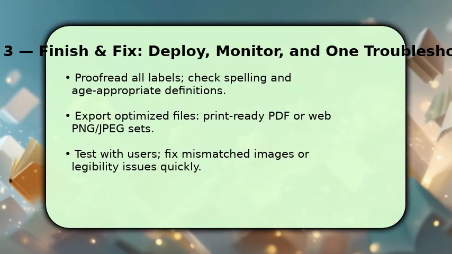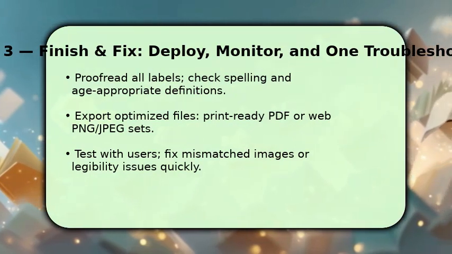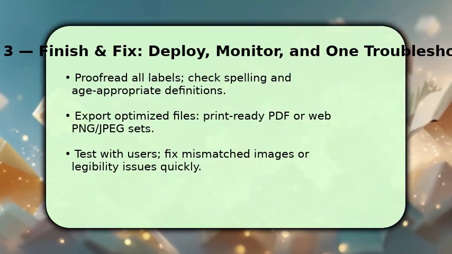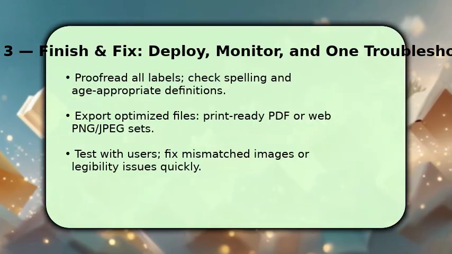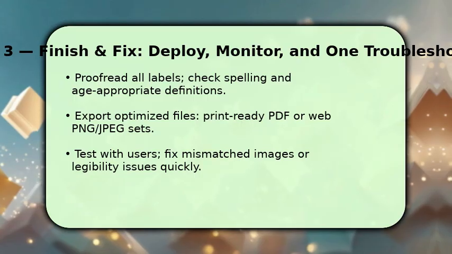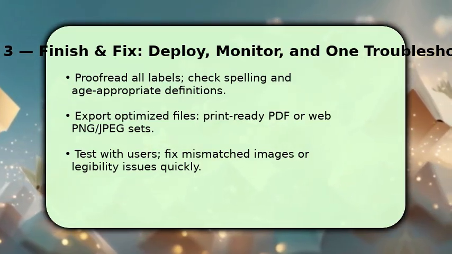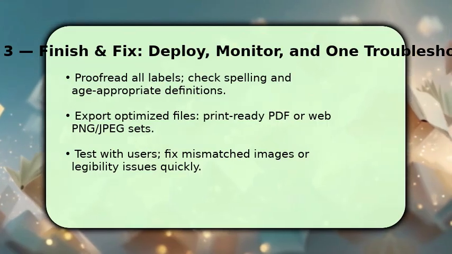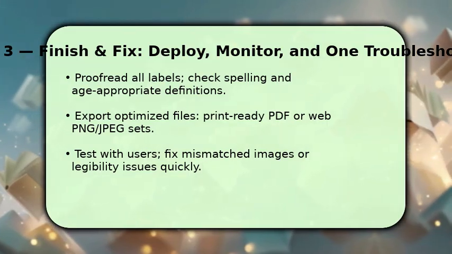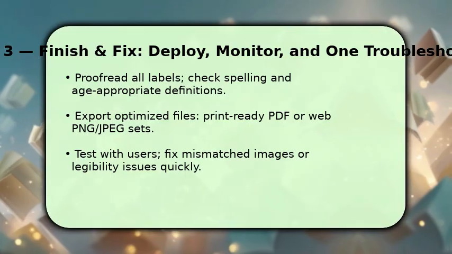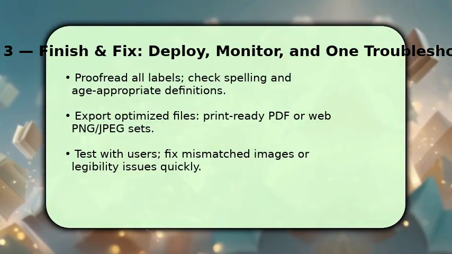You finish by finalizing content and producing deliverables so the dictionary is ready to use. Proofread every label and definition for spelling and age-appropriate language, and make last adjustments to image alignment. Export print-ready PDFs at 300 dpi or optimized PNG/JPEG sets for web, and create a simple index or navigation.